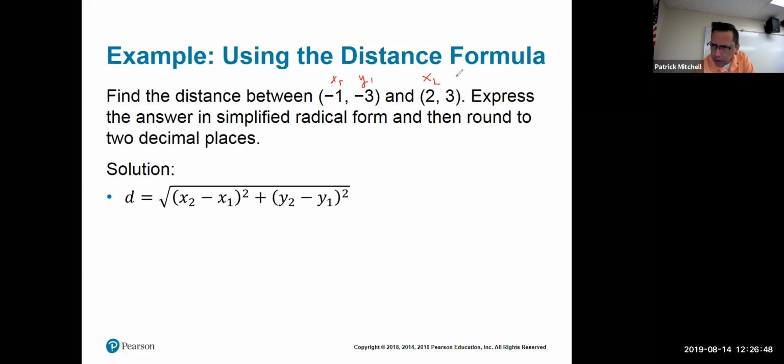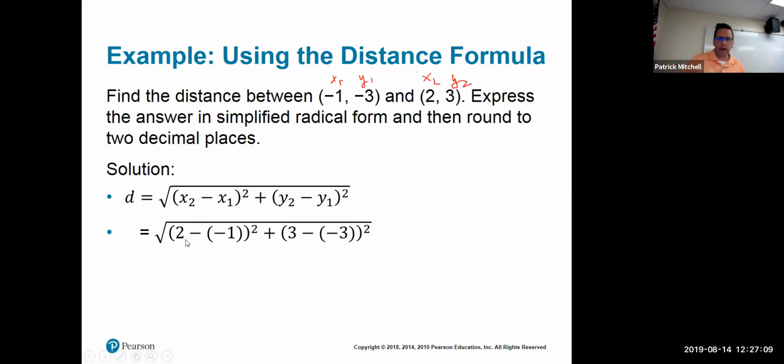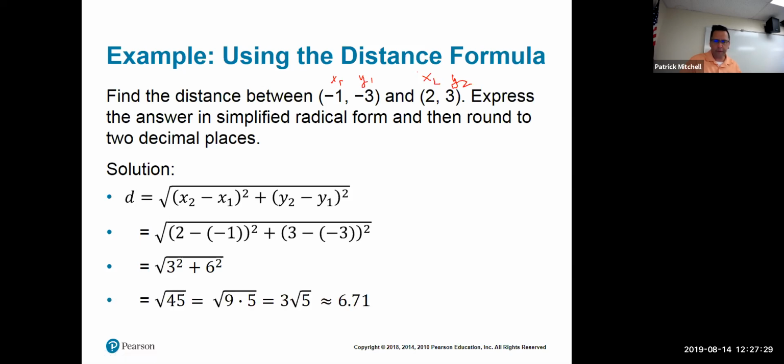Okay, that is a very sorry looking 2 right there. Yeah, I know it looks more like an L. Okay, that looks a little more like a 2. Okay, so now, after I plug those numbers in, I get the square root of (2 minus -1) squared plus (3 minus -3) squared. And then, of course, 2 minus -1 is 3, and 3 minus -3 is 6. Okay. 3 squared is 9, 6 squared is 36, so I do 9 plus 36 is 45.